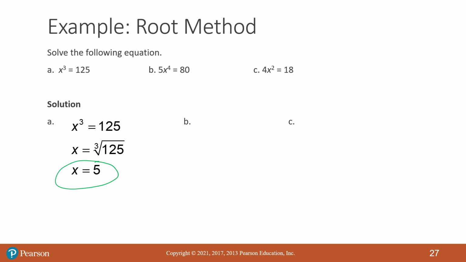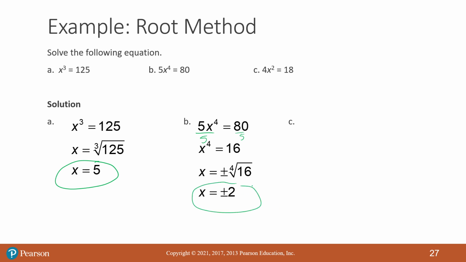Let's look at B. With B, I've got 5x to the fourth equals 80. I'm going to divide by 5 to start with. That's going to give me x to the fourth equals 16. I'm going to take plus or minus the fourth root of both sides. So I'm getting x equals plus or minus the fourth root of 16. Fourth root of 16 is 2. Like I said, if you're not good with roots here, you're going to want to use your TI calculator.